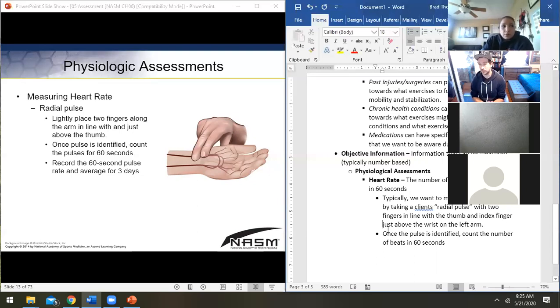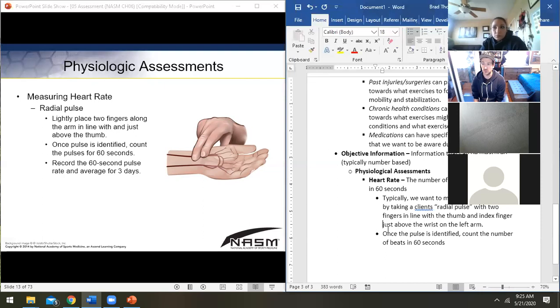And so you can take it for a full 60. I like it because it ensures accuracy. Also, it might actually drop even lower than it does in the first few seconds, and that's really what we're trying to get here. We want to get their low heart rate. This is why this is the first assessment that you're going to do after you're done with the questionnaires.